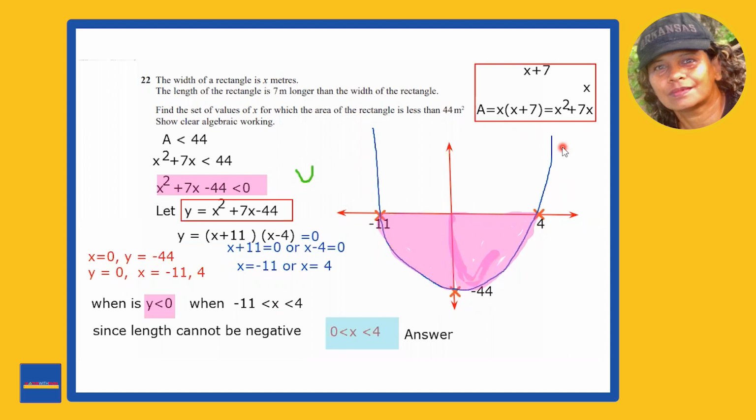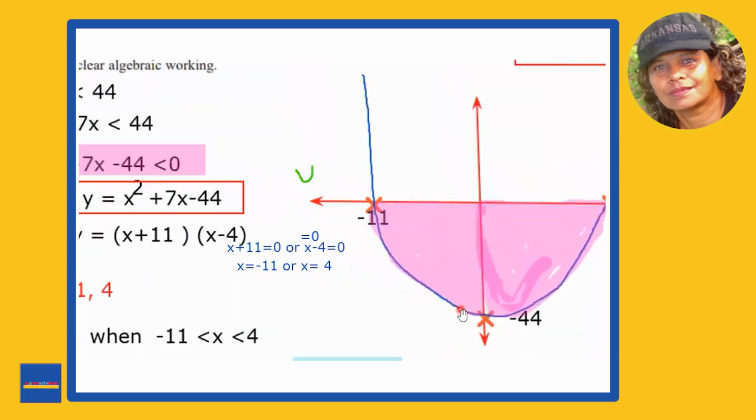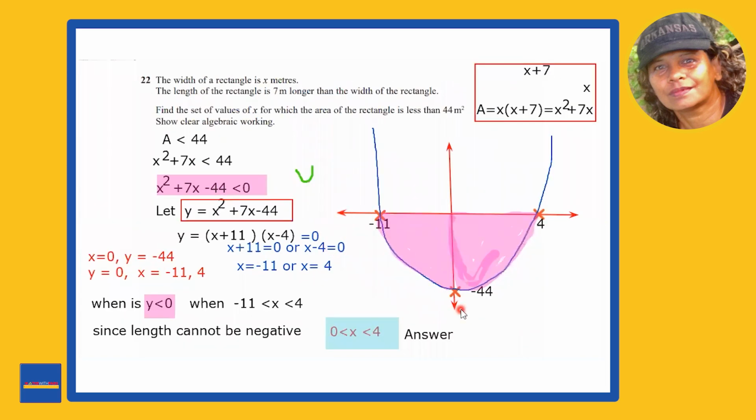Now I'm going to look at the inequality that they have asked us to find. When is y negative? Well, y is negative from minus 11 to 4. However, y is basically the whole area, and x is a length, and any length cannot be negative. So x is between minus 11 and 4, but x cannot be negative. So we can only consider the values which are positive, that is from 0 to 4. So our answer is x greater than 0, less than 4.